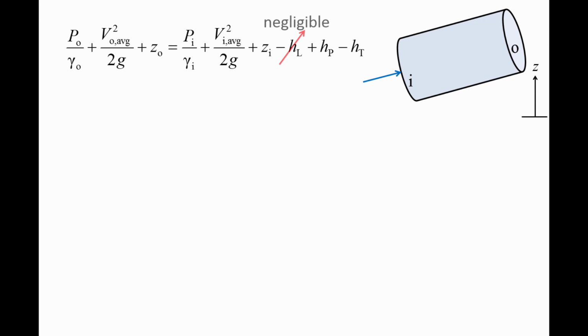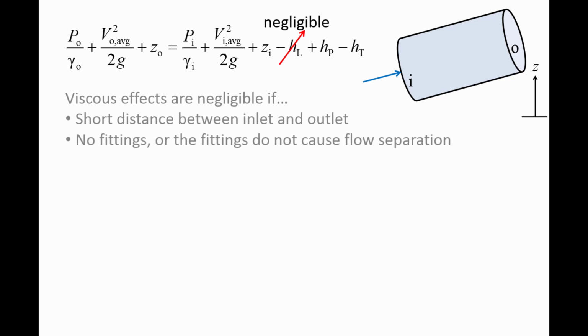If we have a situation in which the viscous effects are small, the head loss term would be negligible. This would occur if the distance between the inlet and outlet is short, and there are no fittings, or the fittings do not disturb the flow sufficiently to cause flow separation. Flow separation is a condition in which the flow detaches from the wall and eddies are formed, resulting in relatively large losses of mechanical energy.